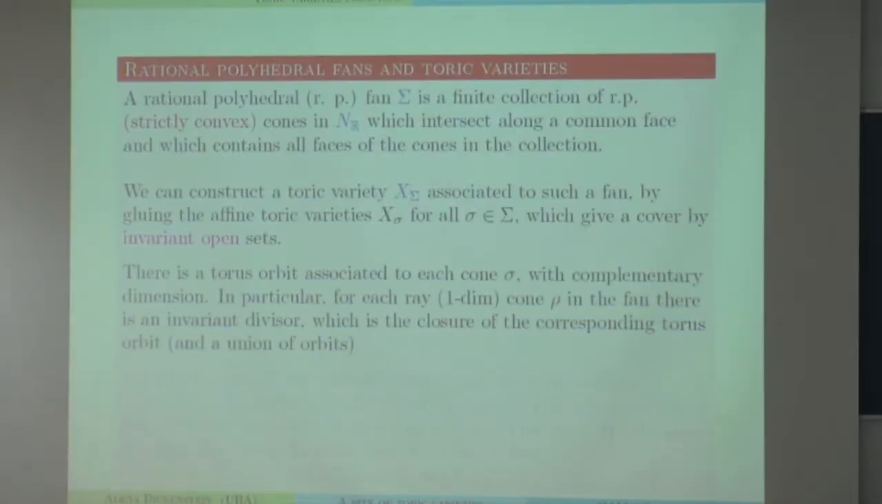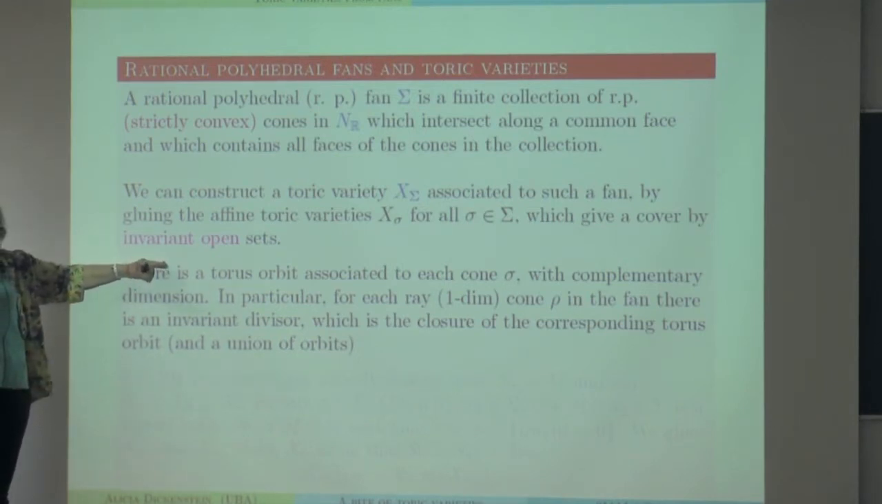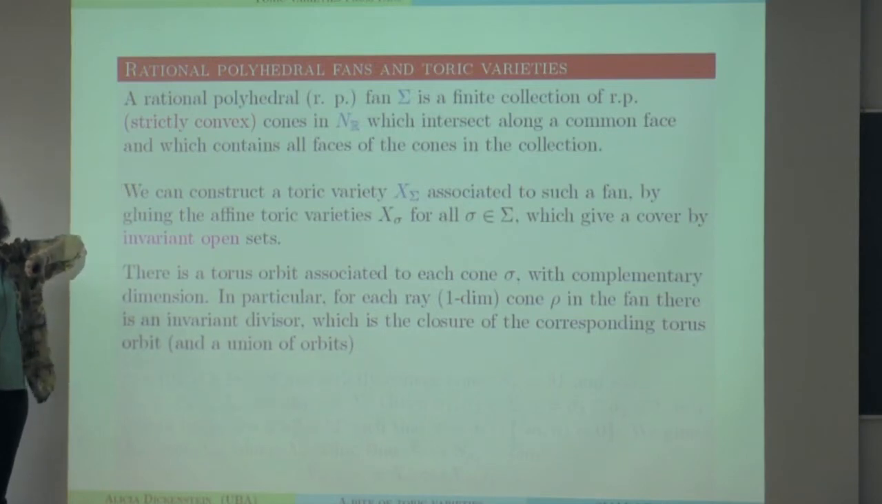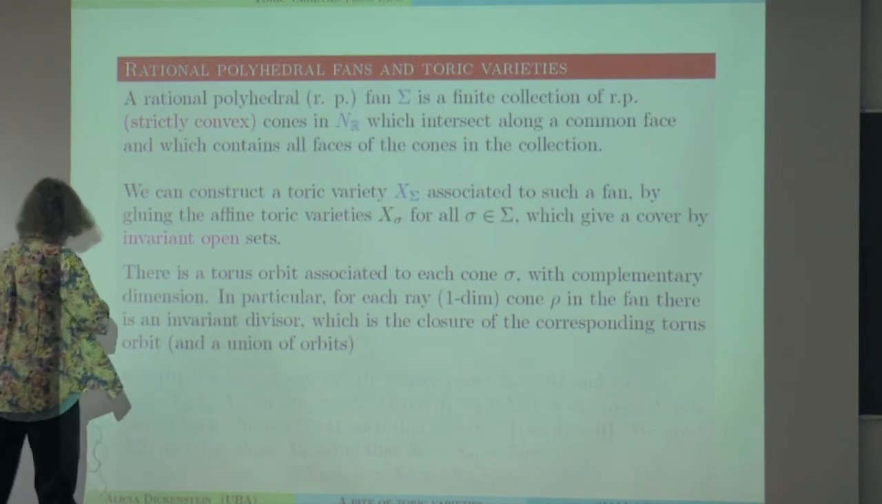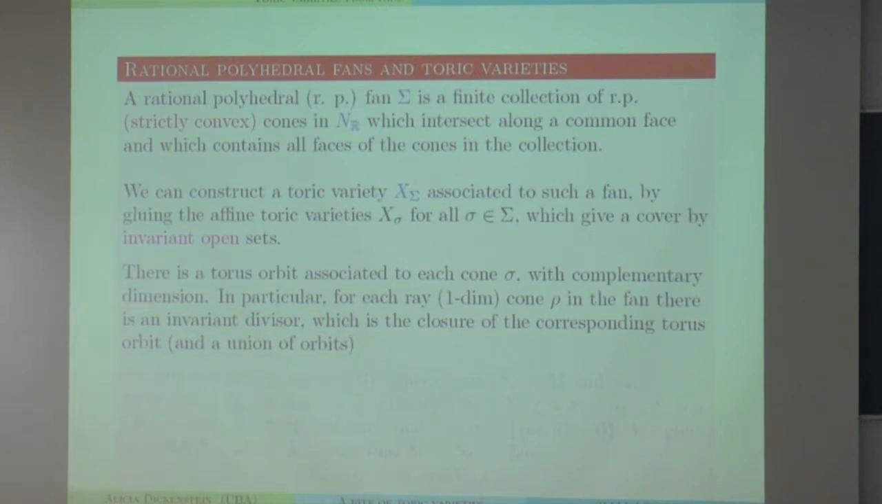Okay, as I said, or maybe I didn't, there is a torus orbit associated to each cone. And the dimension of the torus orbit is complementary. So the zero cone has dimension zero, and the torus orbit is a full-dimensional Zariski open set. But in general, if we start with a cone of dimension one, we're going to get a hypersurface, okay? So here, for each ray, there is a notation that I haven't written, but let me write it here.